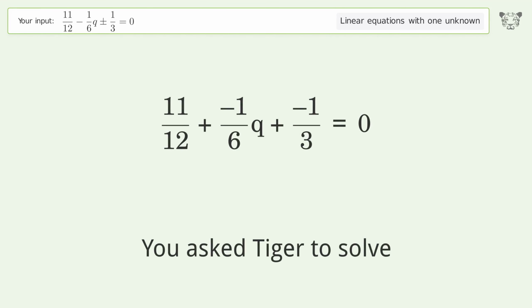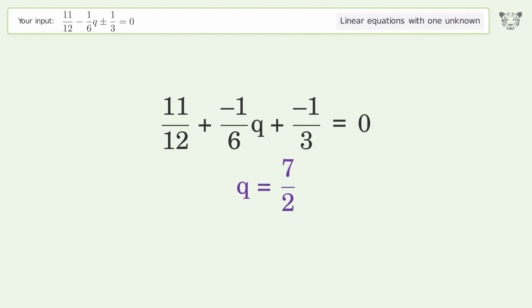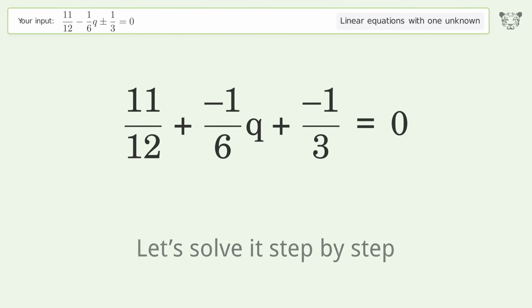You ask Tiger to solve. This deals with linear equations with one unknown. The final result is q equals 7/2. Let's solve it step by step.